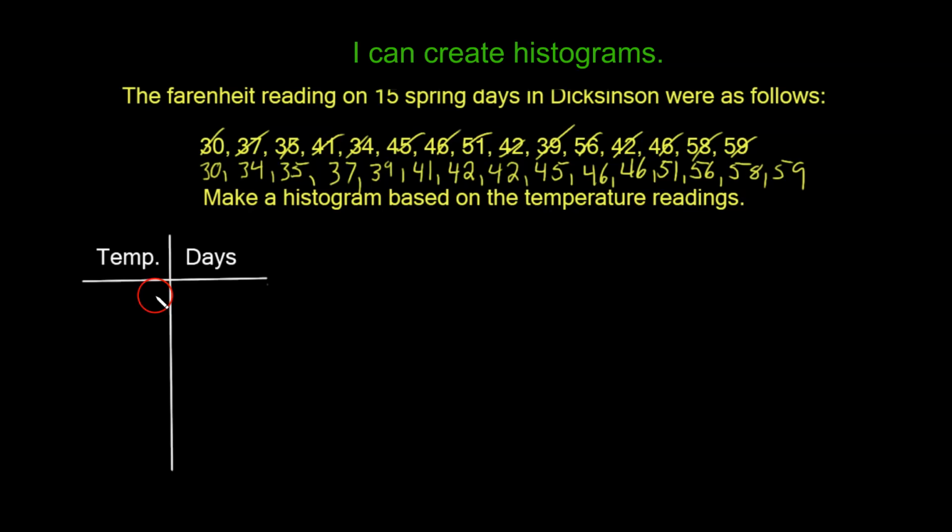So we've got our table here with temperature in this left column and days in the right column. We're going to look at our data set here, and it ranges from 30 to 59. We have 15 data entries, so let's count by 5 degrees. Our range for each section is going to be 5 degrees Fahrenheit. So we start at 30 and we're going to go to 34. That's going to be our first range, and we're going to keep this process going until we get up to 59. So we're going to be counting by fives here.